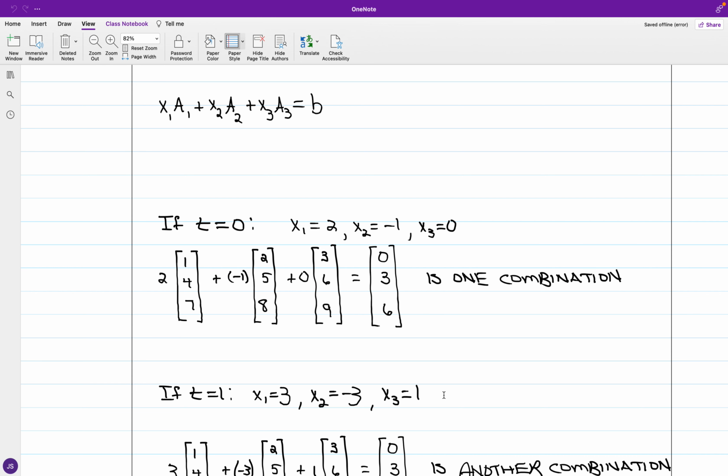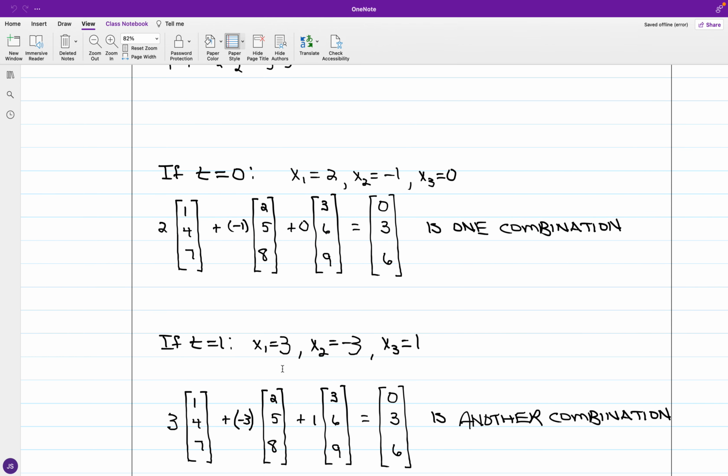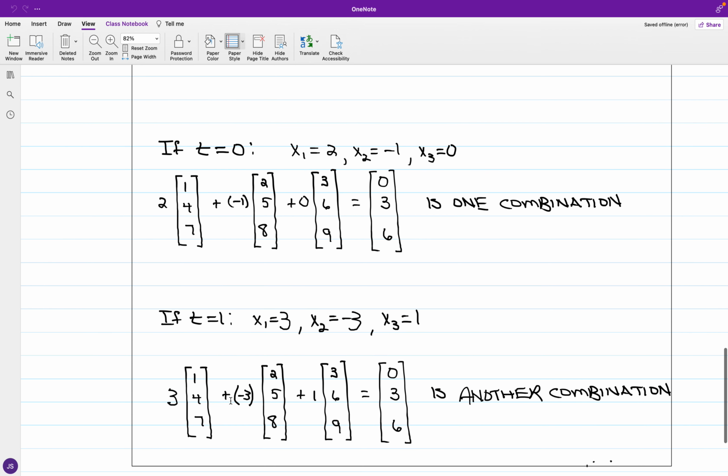If I wanted another combination, say I set t equal to 1, among infinitely many other values, then x of 1 is equal to 3, x of 2 is equal to -3, and x of 3 is equal to 1. So we'll have 3, -3, and 1 for the coefficients of respectively (1, 4, 7), (2, 5, 8), and (3, 6, 9). And again, we have that equal to b, which consists of 0, 3, and 6. And so this is yet another linear combination.